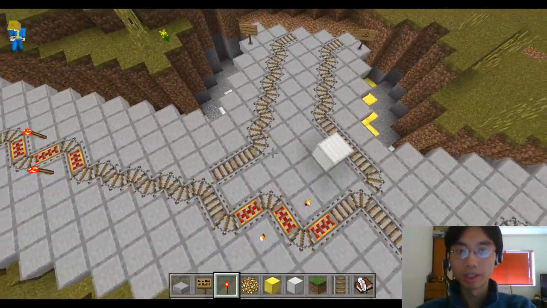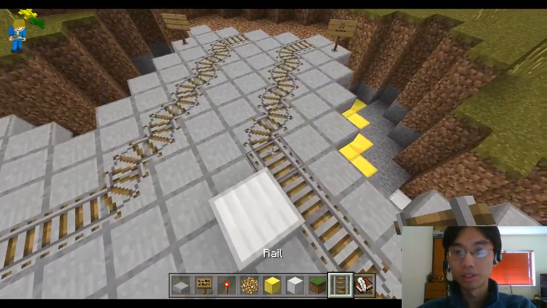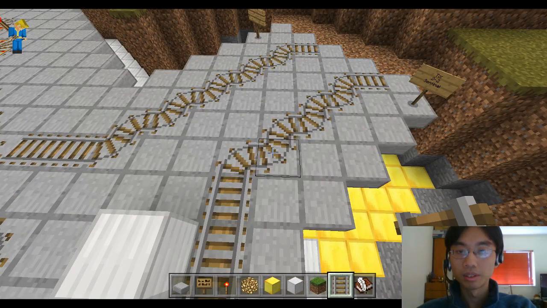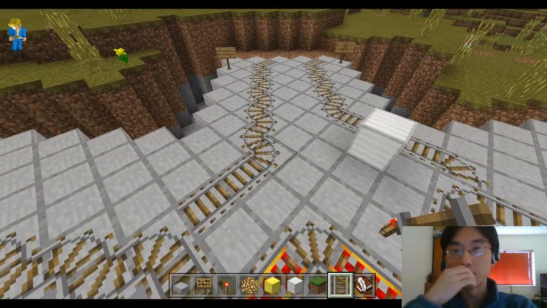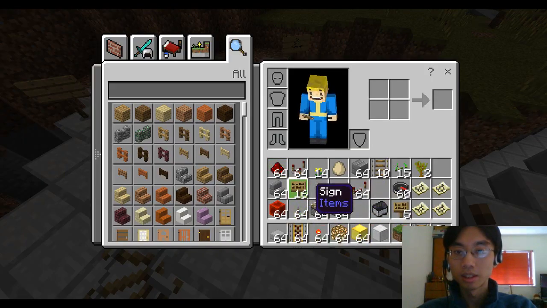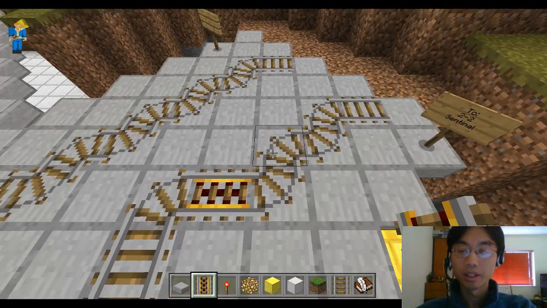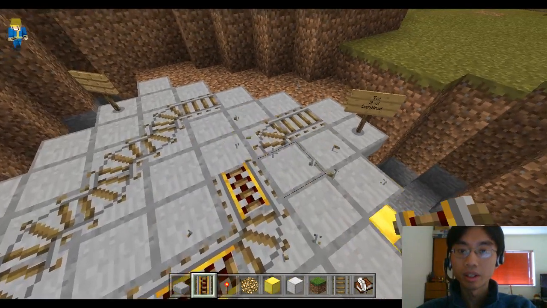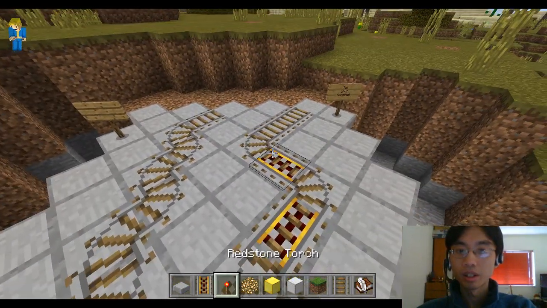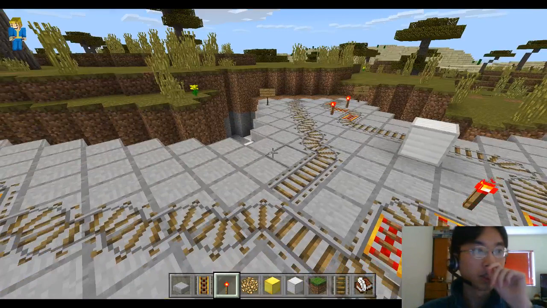So now we need some powered rails here. How do we do powered rails? We have to do it like that, and then power that. But then we can't do it that side there, we have to do it further back.